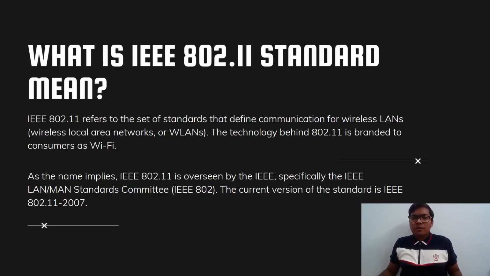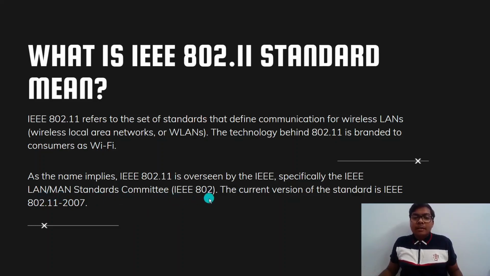So you will be having a question right now. What does IEEE 802.11 stand for and what does it mean? So let's discuss that. 802.11 refers to a set of standards that define communication for wireless LANs, wireless local area networks or WLANs. The technology behind 802.11 is branded to customers as Wi-Fi. As the name implies, 802.11 is overseen by the IEEE, specifically by the IEEE LAN/MAN Standards Committee.